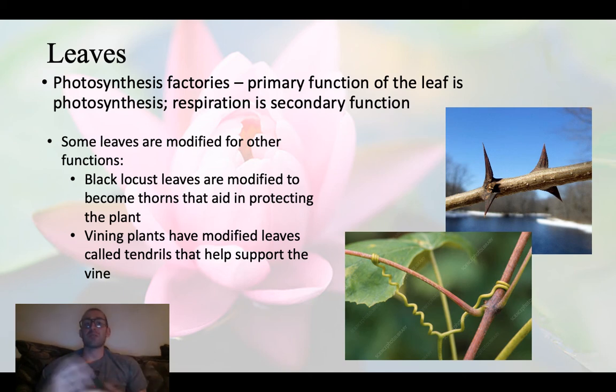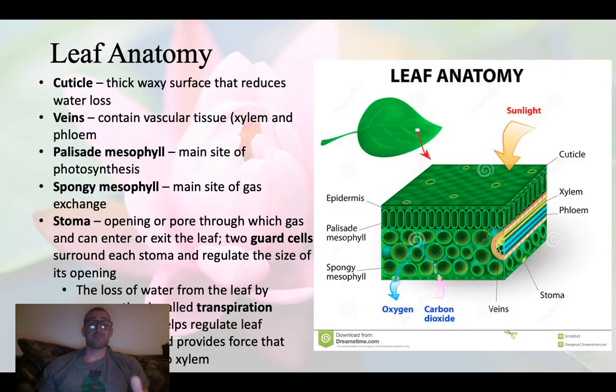They also, a secondary function is cellular respiration, which I just talked about. And with some of our leaves, they get modified for other functions. And I have two examples there. We have black locust leaves get modified to become what we call thorns, and they aid in protecting the plant. Some of our vining plants have modified leaves called tendrils that help support the plant as they vine up other structures or other plants. But when we're talking about leaves, we're primarily talking about photosynthesis.